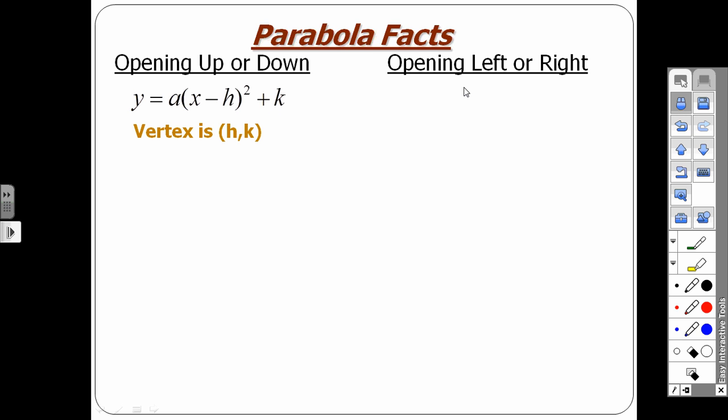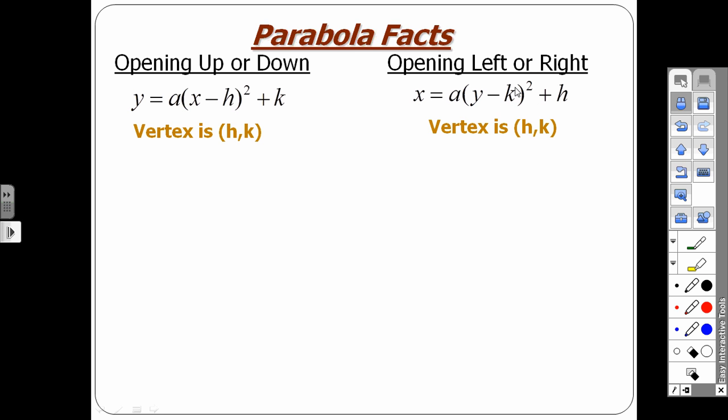If you're opening left or right, however, what you're going to find is that in the equation, your positions for x and y have switched. So now instead of it being y equals x squared, it's now x equals y squared. So we have x equals a, we still have an a, times (y minus k) quantity squared, plus h. And h and k is still your vertex, we still use the same letters. You just have to pay attention to where the h and where the k are coming from.